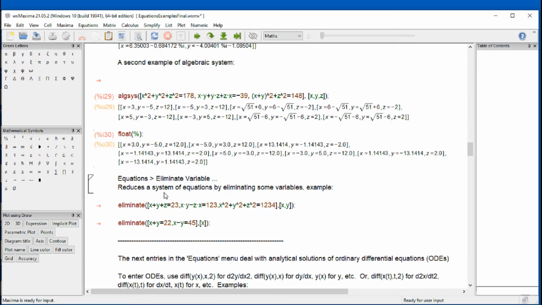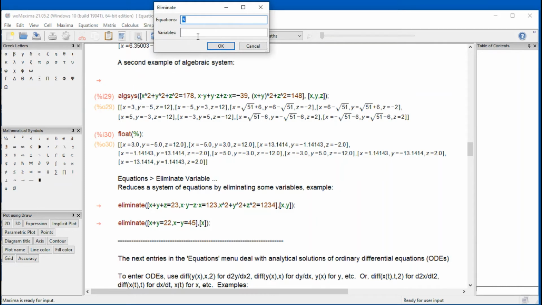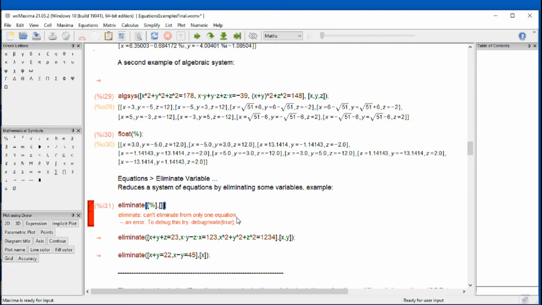Equations, eliminate variable. When you use the eliminate variable in here, they're going to ask you for the equations. And so, for example, in here I type, this is what I wanted to type in. An equation xy plus c equals 23, x times y minus z times x equals 123. So I have three equations with three unknowns, but I just want to eliminate one of them. And so I'm just going to keep one of them. I eliminate x and y.